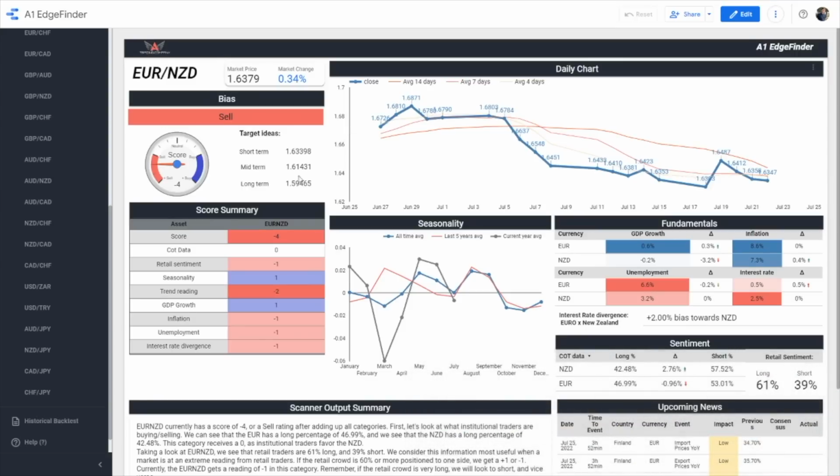This is something our team has worked on, and what it shows us is all the different relevant data that we look at prior to taking trades.